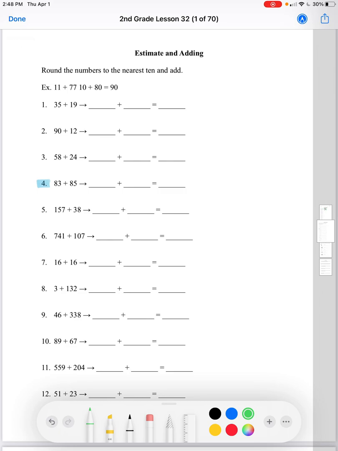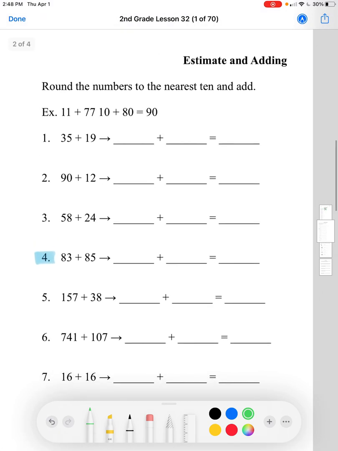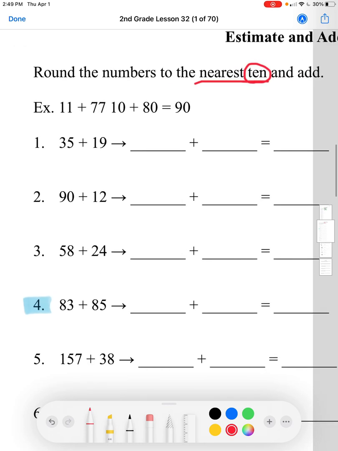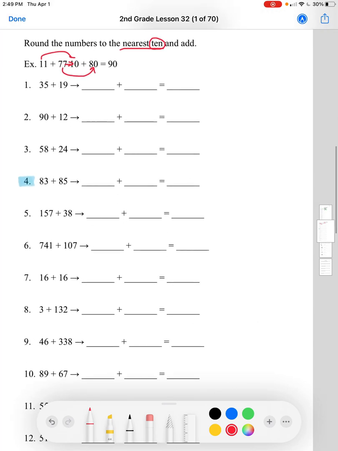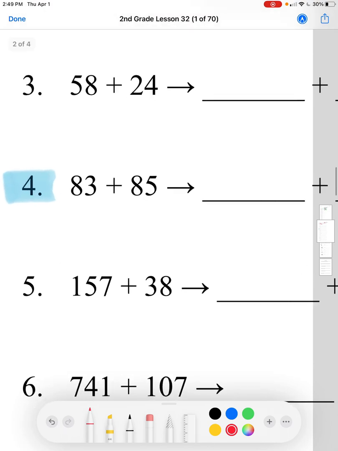Now let's move on to estimate and adding. Let's look at the directions in the example. It says to round the numbers to the nearest 10 and then add. Here we have 11 plus 77, and that 11 is rounded to 10, 77 is rounded to 80, and adding that together makes 90. So we're going to do that same thing. Let's do it with 83 plus 85 for number 4.